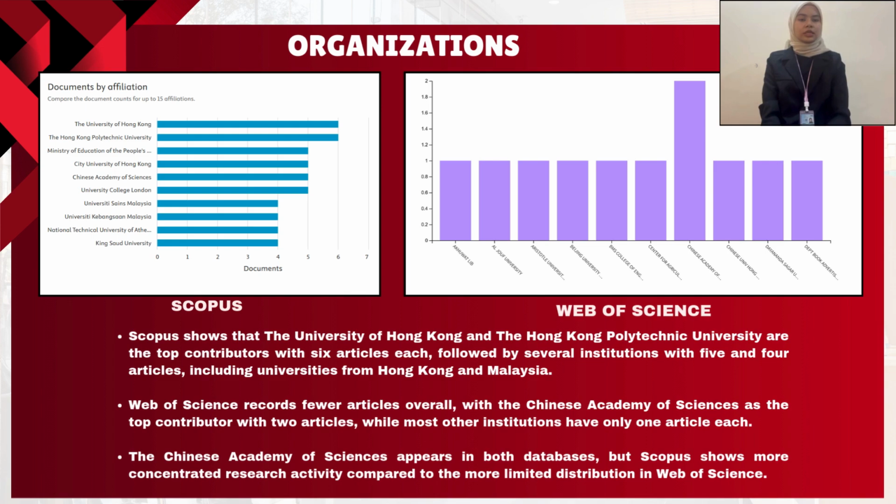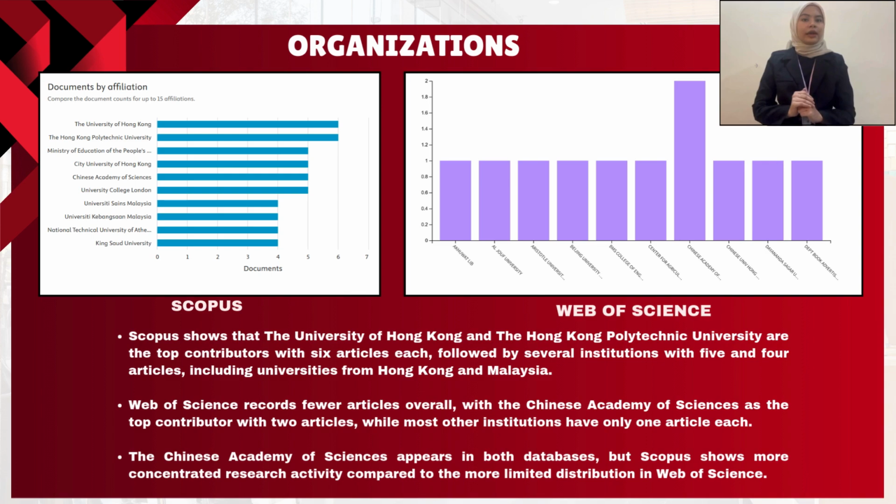Malaysian universities such as University Science Malaysia and University Kebangsaan Malaysia, as well as King Saud University and National Technical University of Athens, each contribute 4 articles. Web of Science data shows fewer articles overall and a more spread out distribution. The Chinese Academy of Science is the top contributor here with 2 articles, while most of the other institutions like Beijing University, Amirkabir University of Technology, and BMS College of Engineering have only 1 article each.